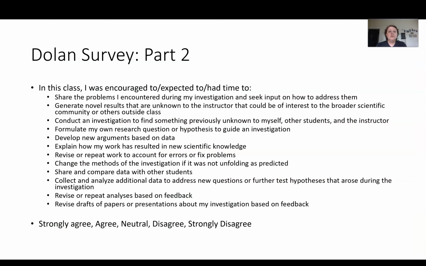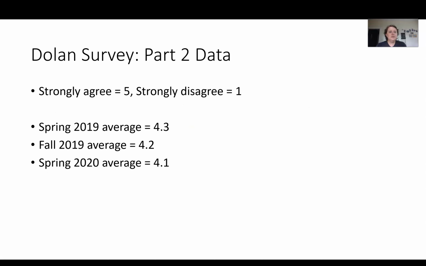The second part of the Dolan Survey, it's again statements that they are saying they either strongly agree all the way down to strongly disagree with them. The various statements, it depends on which of these they're talking about. It says they were either encouraged to, expected to, or had time to. And I'm not going to go through all of these. You can always come back and take a look at them again later. But what I do want to show you is some of that data, what we're finding.